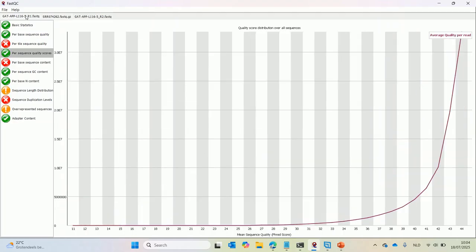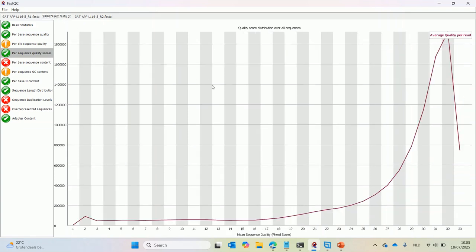When we look at the same plot for the Aviti data, we see again that the quality of the Aviti data is much higher. The peak lies at 44, which again is the maximum in FASTQC, while for the Illumina data, the peak is located at 32.